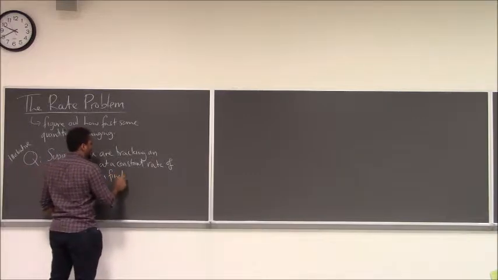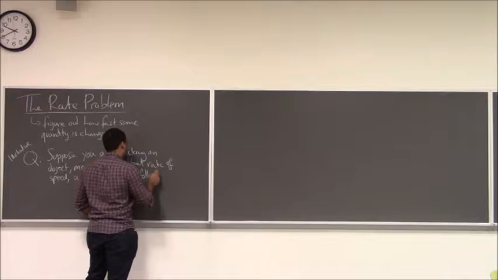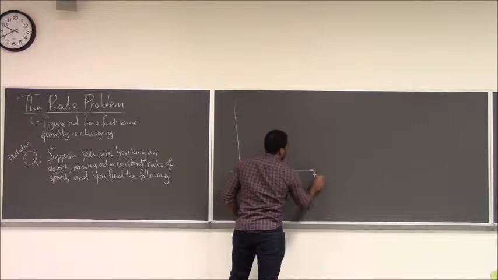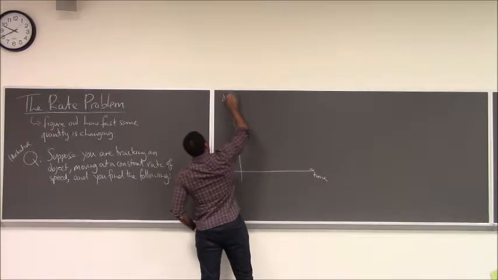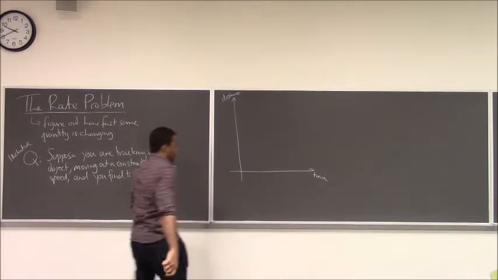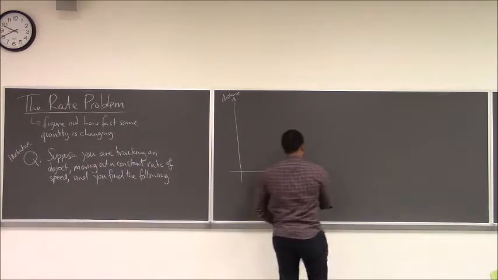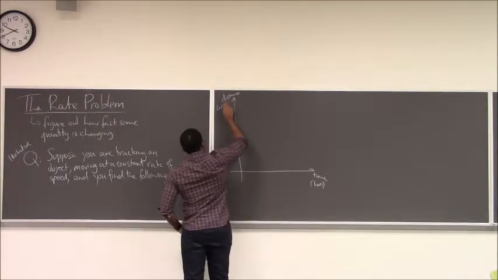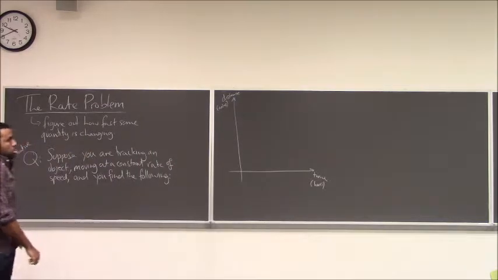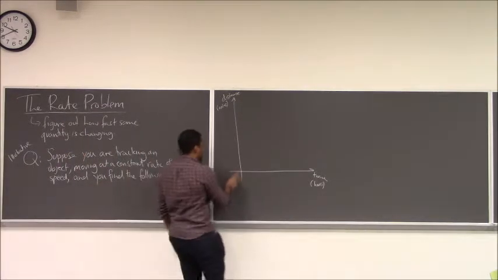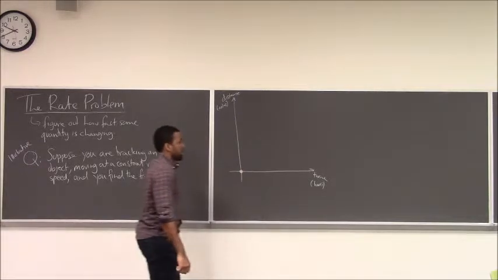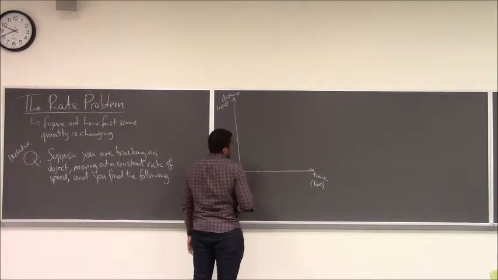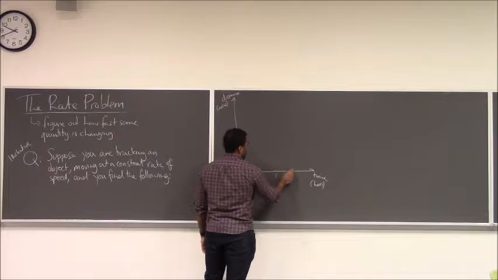And you find the following. Okay. So here's the object. You're tracking its distance over time. For argument's sake, let's say you're measuring time in hours, measuring distance in miles. And so, okay, you start tracking the object at position 0 at time 0, and you're seeing how far it goes after a while, right? So you can track it after 1 hour, after 2 hours, and it just keeps going.